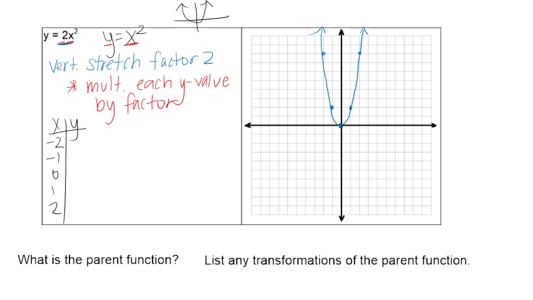is -2, I'd have 2 times 4, which would give me 8. When x is -1, I would have 2 times 1, which is 2. When x is 0, I would have 2 times 0, which is 0. When x is 1, I'd have 2 times 1, which is 2. And then when x is 2, I'd have 2 times 4, which is 8. So notice I get the exact same points.